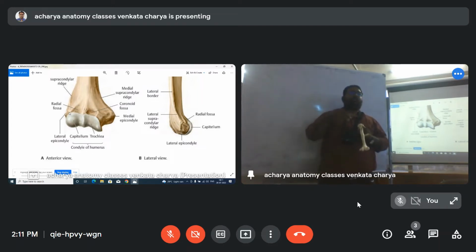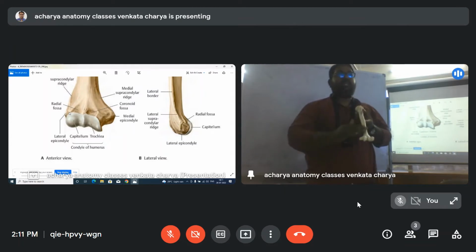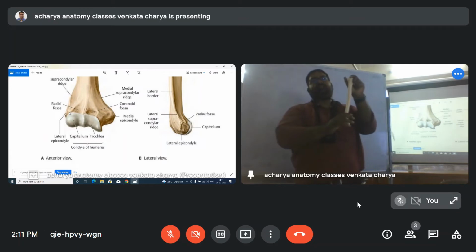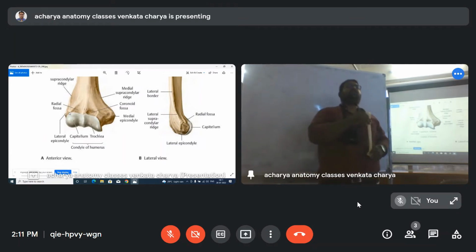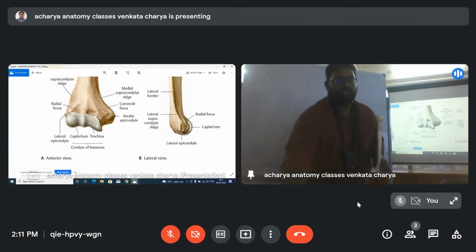Then there is the presence of three surfaces. In the shaft there are three surfaces. See here, anteromedial surface, anterolateral surface, posterior surface. So any surface names? Three. Anteromedial, anterolateral, posterior. So see the picture.